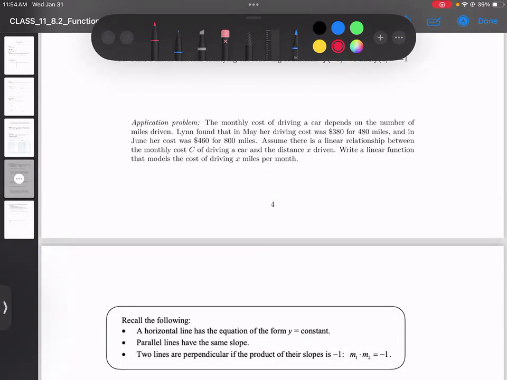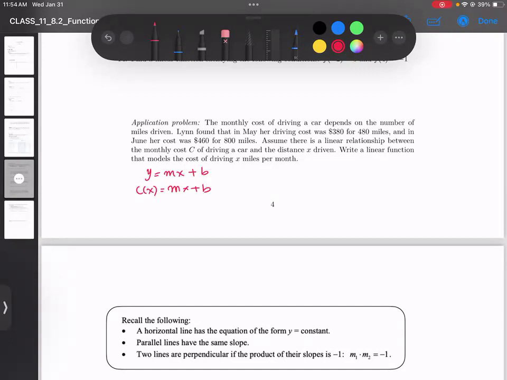Right, so in this problem, we know that the cost is going to be your y, and the miles is going to be your x. So if I write out y equal mx plus b, y is going to be C of x, and x is x. So I need b and I need m.